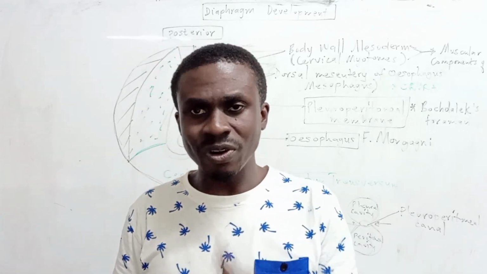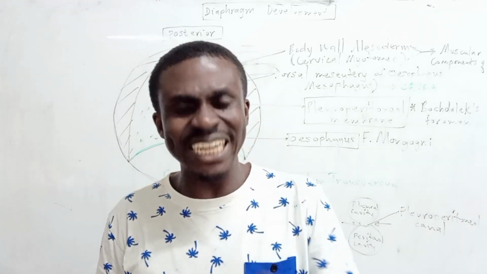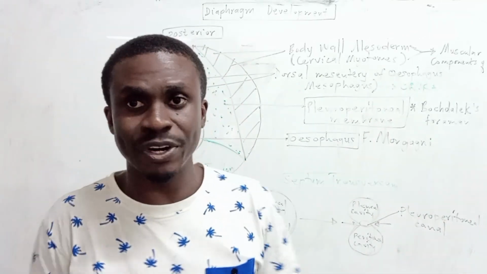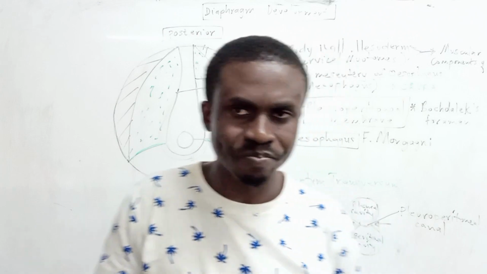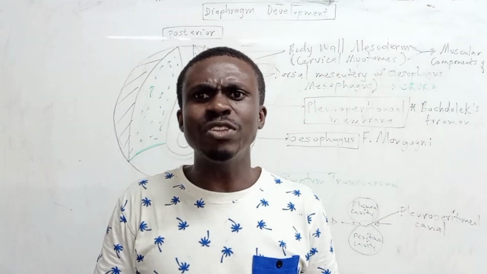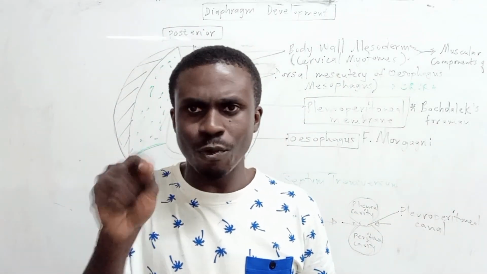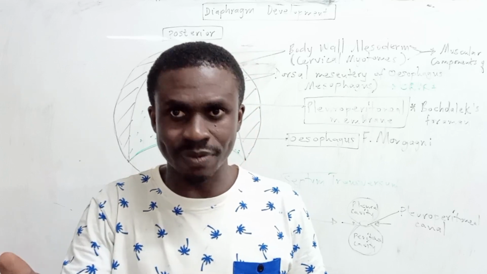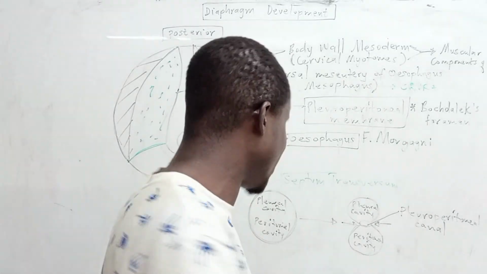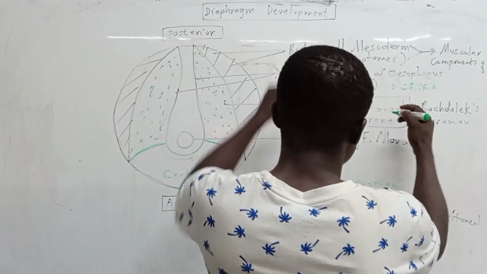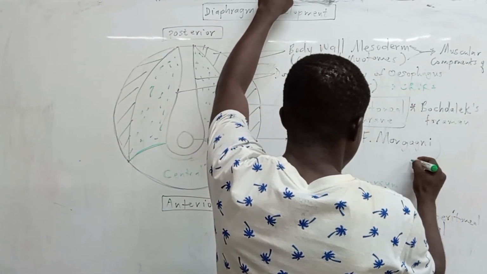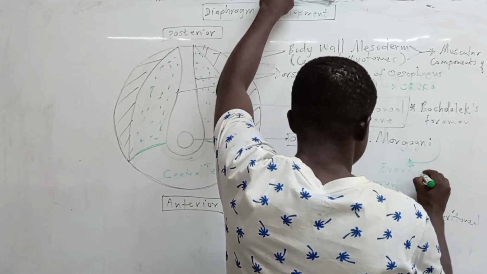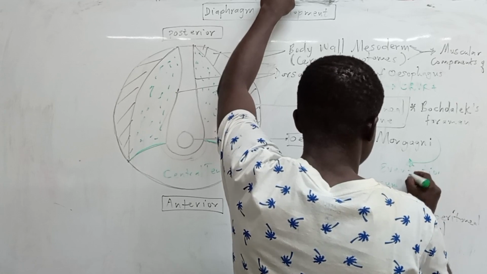So importantly, what I want you to know is congenital diaphragmatic hernia is a defect of the pleuroperitoneal membrane. Having talked about that, there's one more thing I want you to know, and that is something we call eventration of the diaphragm. That is also related to this same pleuroperitoneal membrane.